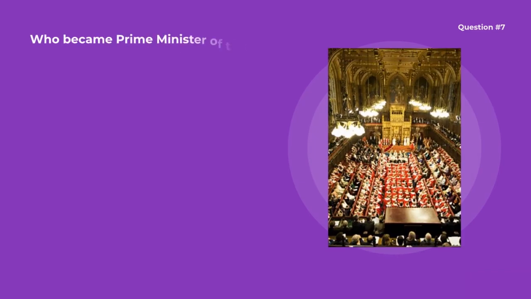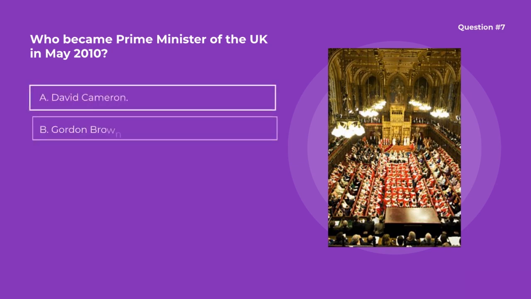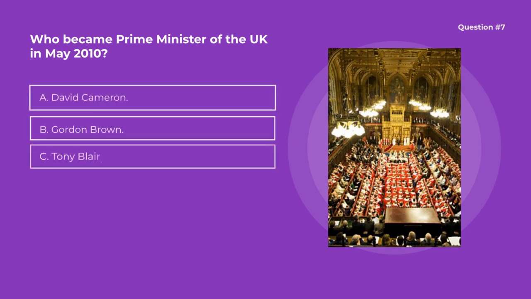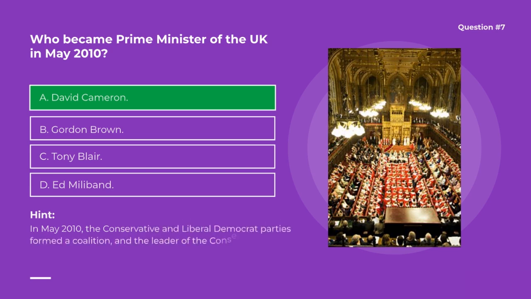Question number 7. Who became Prime Minister of the UK in May 2010? Options are A. David Cameron, B. Gordon Brown, C. Tony Blair, D. Ed Miliband. The correct option is David Cameron. In May 2010, the Conservative and Liberal Democrat parties formed a coalition, and the leader of the Conservative Party, David Cameron, became Prime Minister.